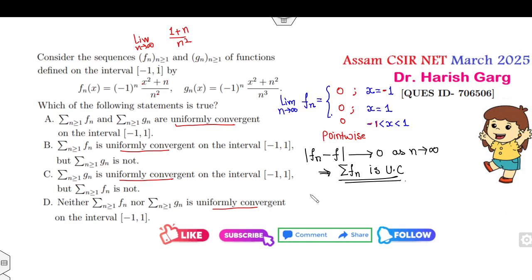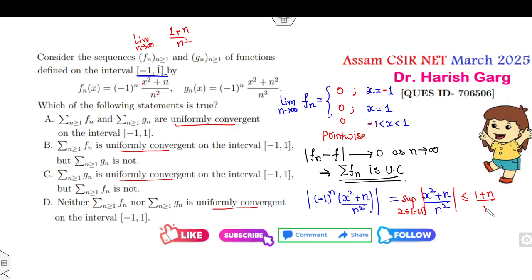What is the Fn? Absolute value of (-1)^n (x square plus n) over n square, minus f. F is my 0, so that is basically this case. So this number will be (x square plus n) over n square. Now your target is to find the limit over -1 to 1. So x belongs to -1 to 1 in the modulus value. Clearly the largest value is 1, so it is less than or equal to (1 plus n) over n square.